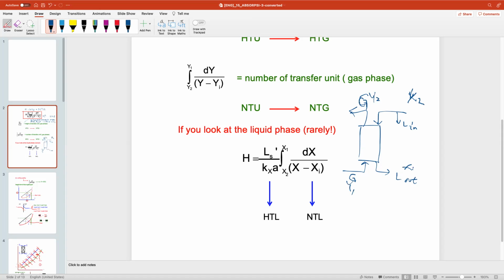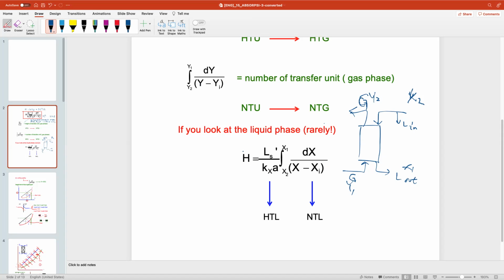It's very rare that people look at it from the X side, especially if the solvent is really expensive and the process is targeted to recycle the solvent. Maybe they would like to look at that, but usually they always use the gas phase.